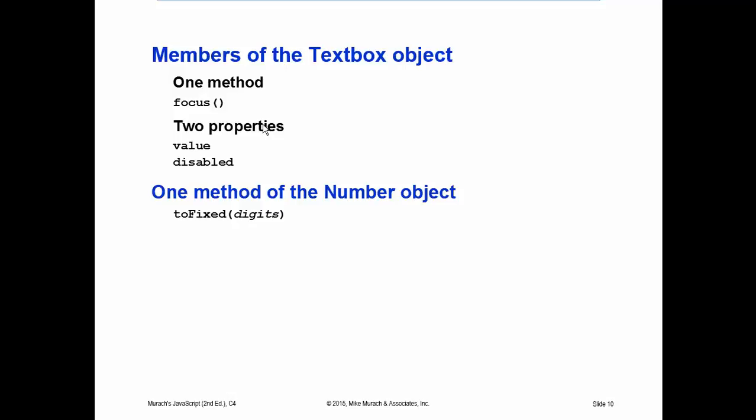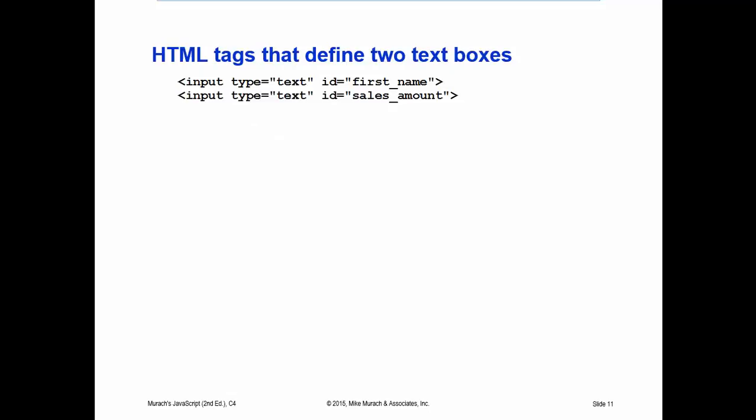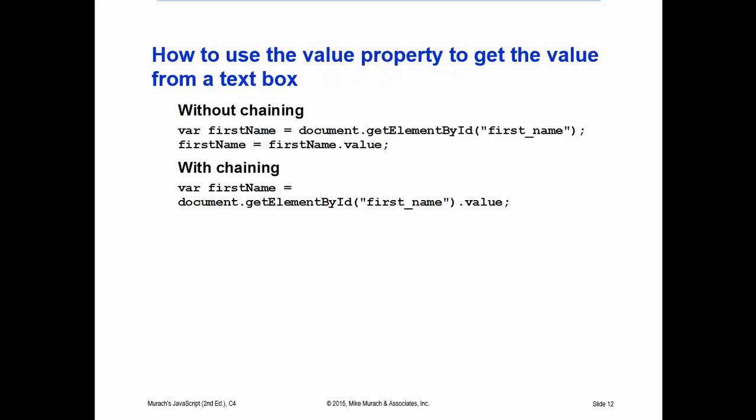box object. Then you can use its value property to get the value that's in the text box. When you assign a numeric value to a variable, a number object gets created. Then you can use the number methods with that variable. And they start to show you some of that. Okay.